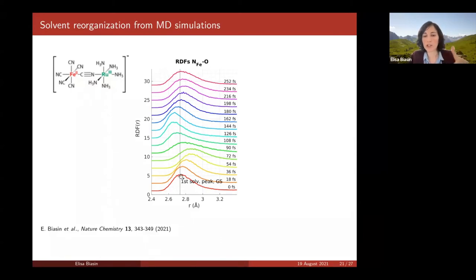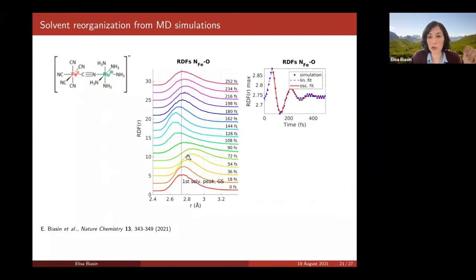Then when we switch the partial charges to the metal-to-metal charge transfer state, we see this radial distribution function starts shifting towards higher R value. And then when we switch back the charges to the ground state, mimicking the back electron transfer, in this case around 70 femtoseconds, the radial distribution function reverses its motion, overshoots the ground state position before relaxing back. And so this yields an oscillatory motion, which is clearer if I plot the maximum of the radial distribution function as a function of time.